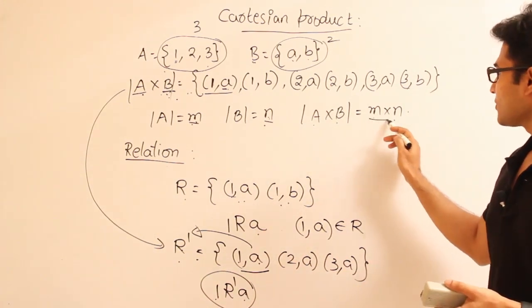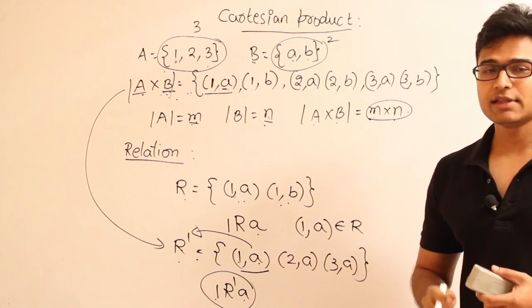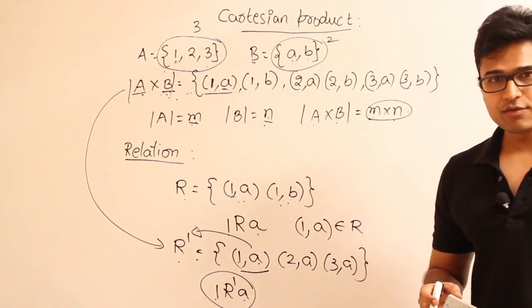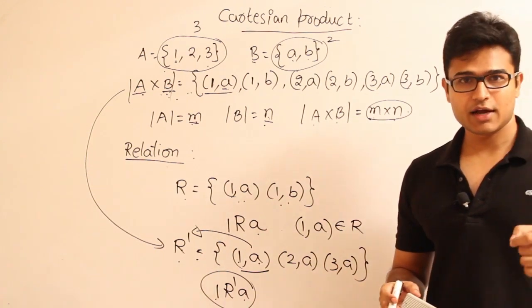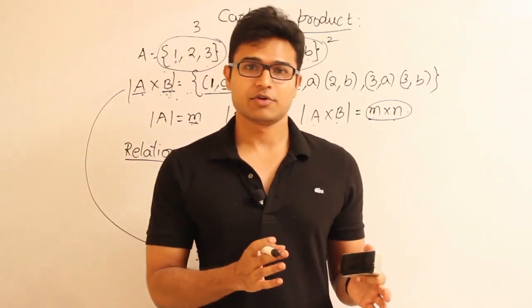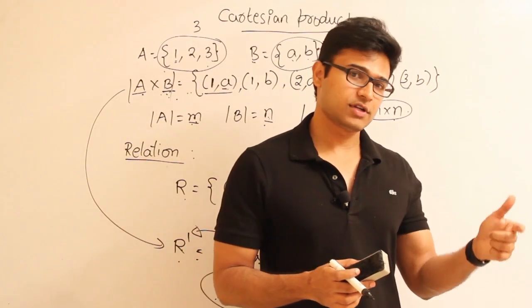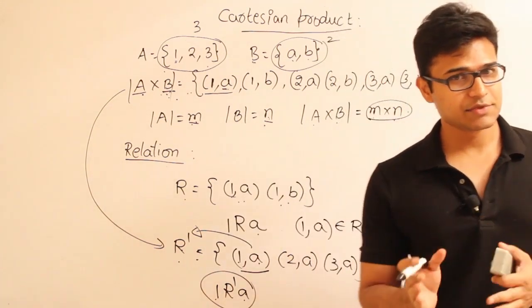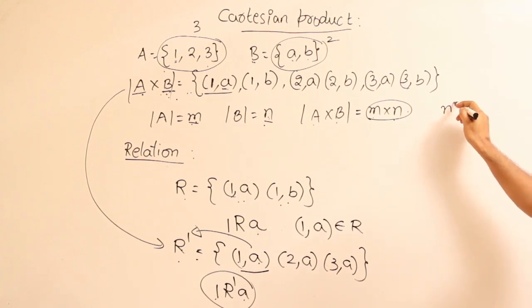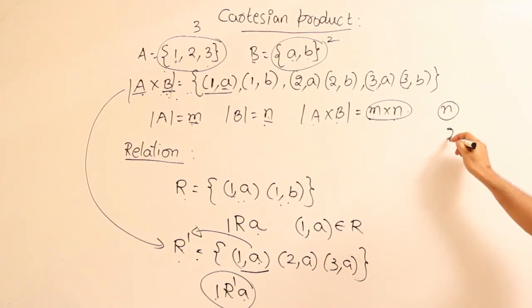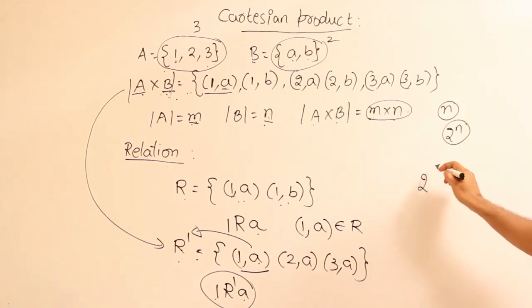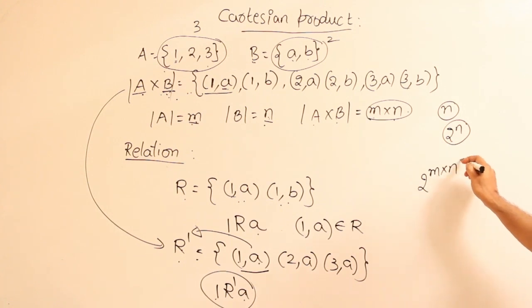If these many elements are present in the Cartesian product, then how many relations can be formed from that? We know that every relation is nothing but a subset of the Cartesian product, isn't it? If the number of elements in the Cartesian product is m into n, then how many subsets will be possible? We know this. If n elements are present in a set, then the number of subsets is 2 power n, isn't it? Similarly, in this case, the number of relations is going to be 2 power m into n.